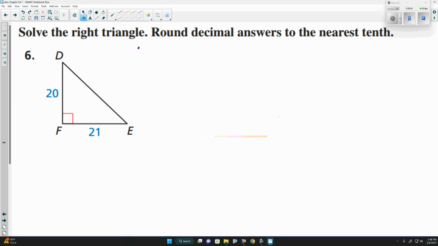So here, we're looking for side length F, angle E, and angle D. We're looking for the missing side, which in this case is still the hypotenuse, and the two missing angles. But if we want to find the hypotenuse, we can use Pythagorean's theorem. A squared plus B squared is equal to C squared.